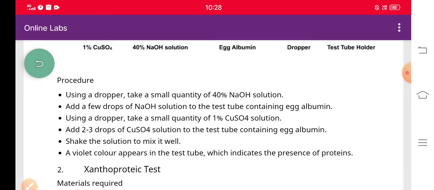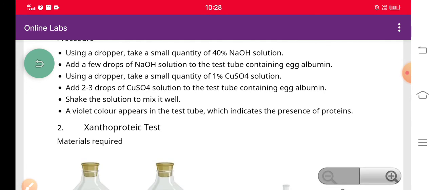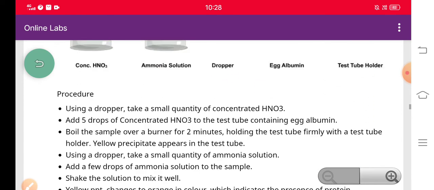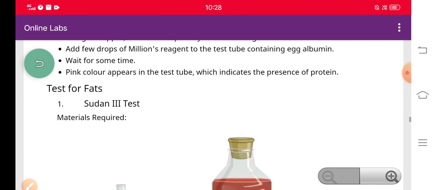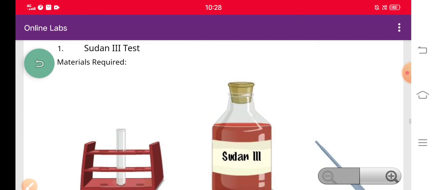A violet color appears in the test tube which indicates the presence of protein. A red color indicates the presence of carbohydrate and a violet color shows the presence of protein. Now the next one is the test for fat.